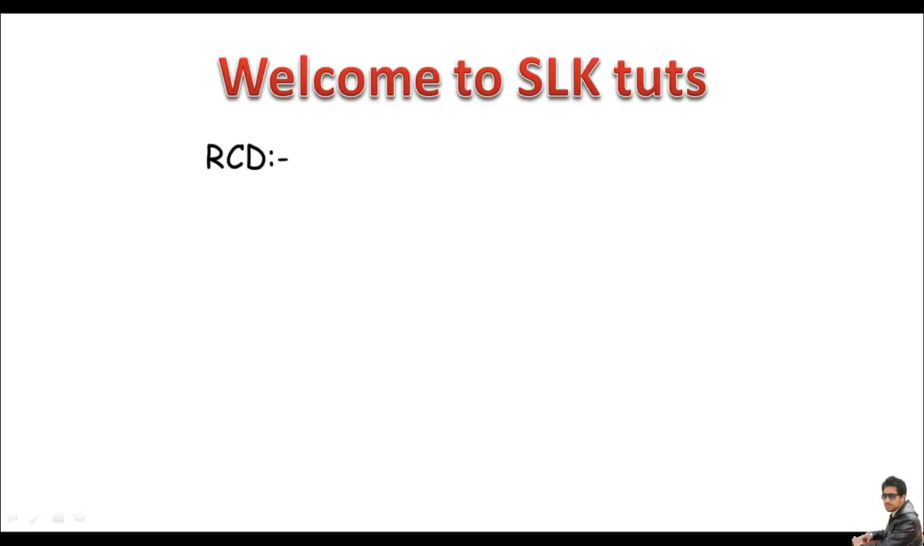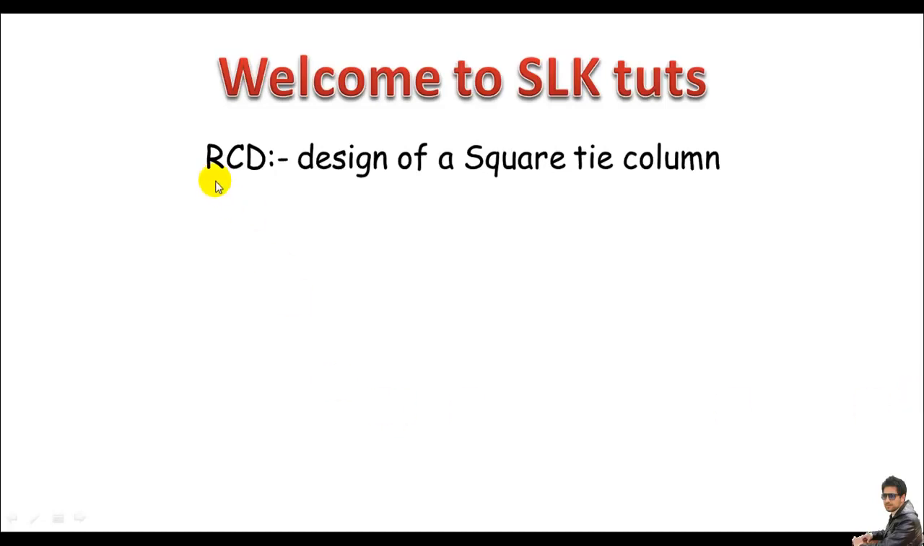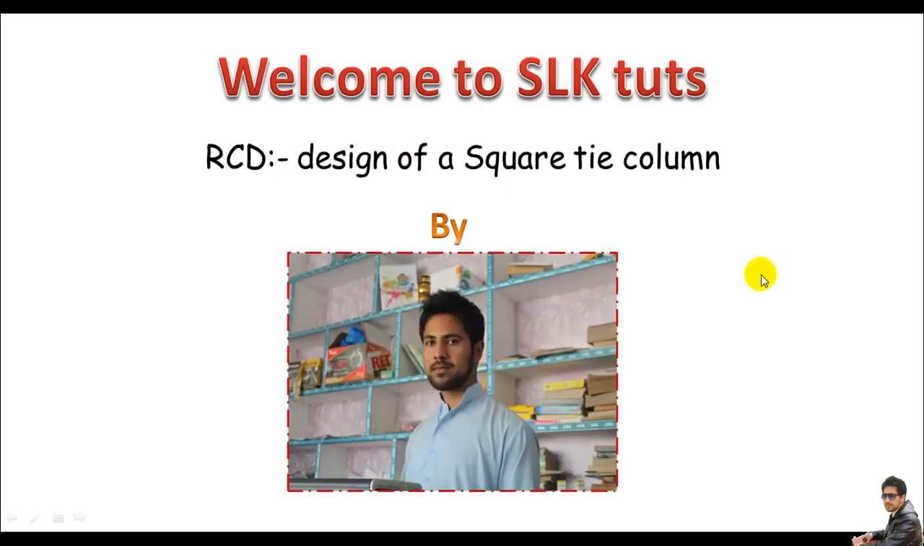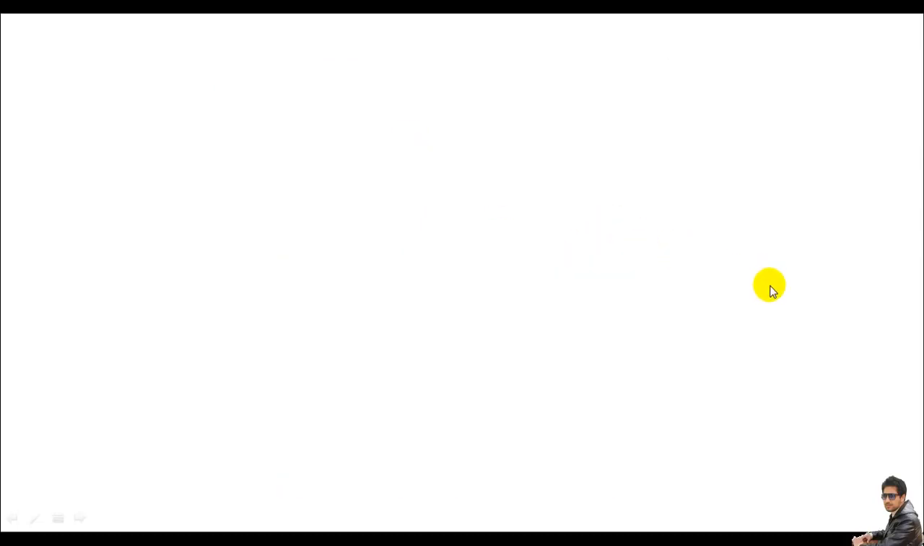Here in this section, we'll be designing a square tie column. And of course, this is RCD, or reinforced concrete design. So we'll design a square tie column, right? And this is of course the simplest thing in design, I think. A few friends just demanded the design of a square column. That's why I'm doing this topic today. The design of a square tie column is quite simple and straightforward.